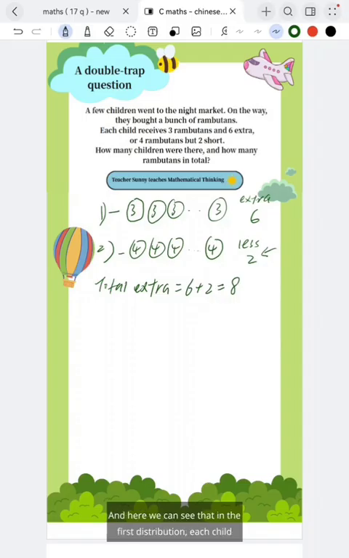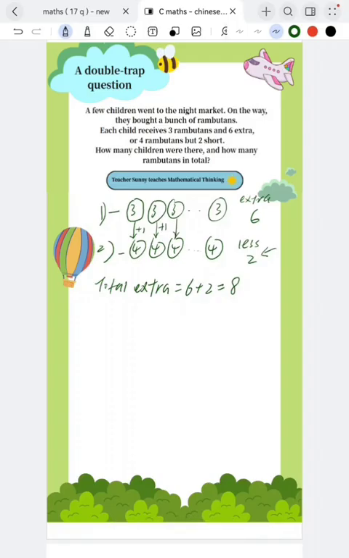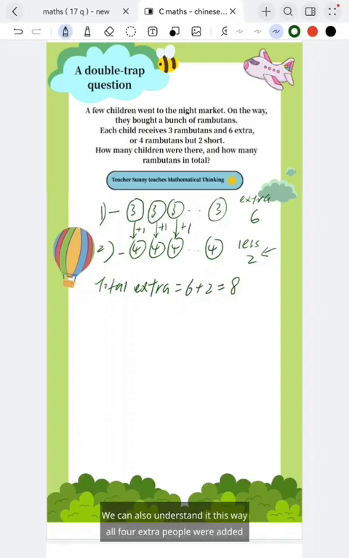And here we can see that in the first distribution, each child received 3 red feather arrows. In the second distribution, each child received 4. In other words, from the first distribution to the second distribution, did each person receive 1 more? Then 1 more was added. Right, everyone got 1 more. That's how it is. We can also understand it this way. 1 was added for each child and given out 1 by 1.